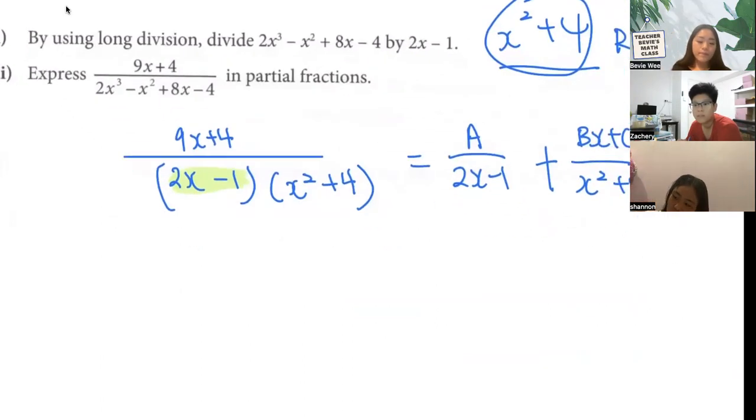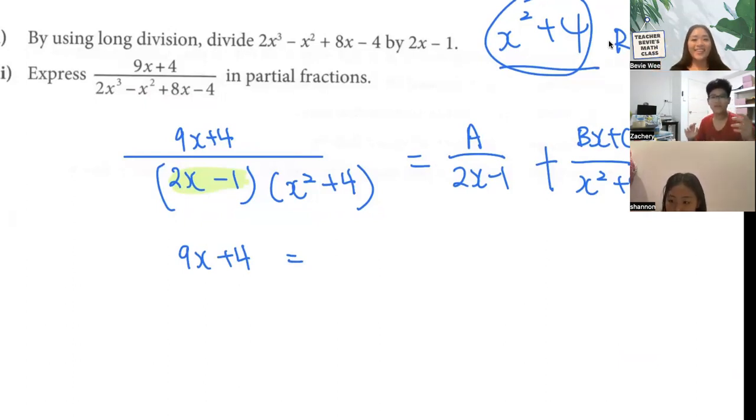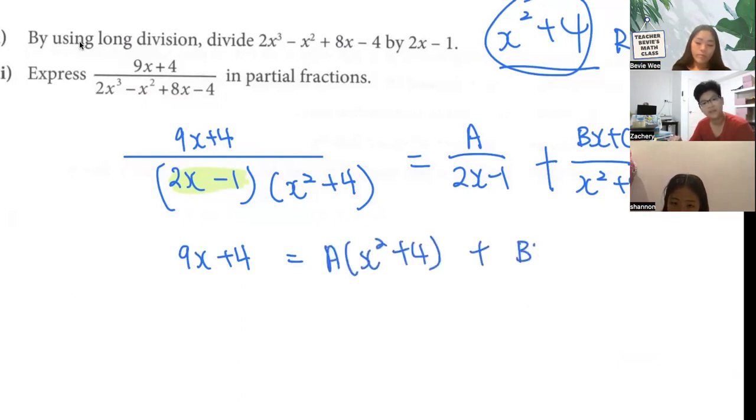Okay, so from here, can someone give me the linear equation? Maybe Zachary? I want to make all the denominators the same. You're muted. I cannot hear you. 8 times x squared plus 4, and add bx plus c times 2x plus 1. Very good job. Well done.